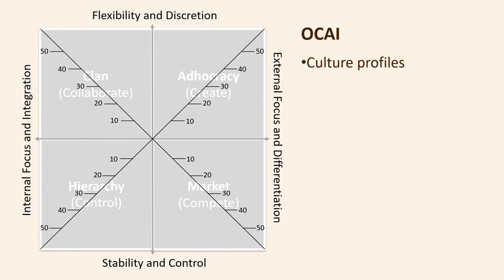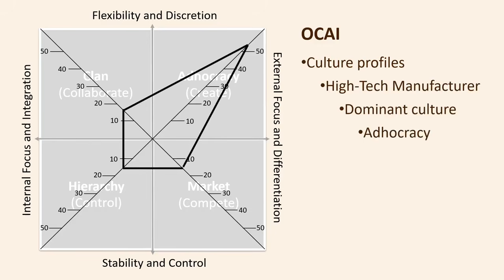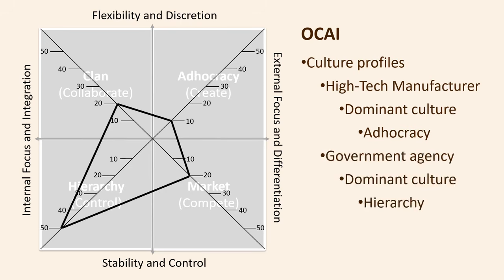Here are 2 examples of organisations that usually have different cultural profiles. The first is a high-tech manufacturer. They have to develop new technology all the time. The dominant culture is Adhocracy. The second is a government agency. They need to have their procedures and rules in place. There must be no mistakes. The dominant culture is hierarchy. The 2 cultures are different, but probably right for the individual organisation. Both can change over time.